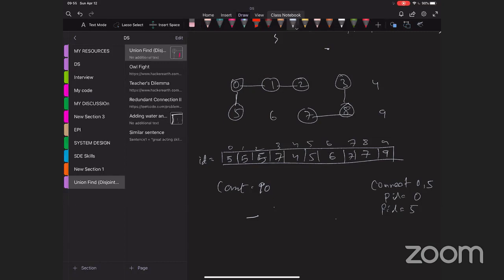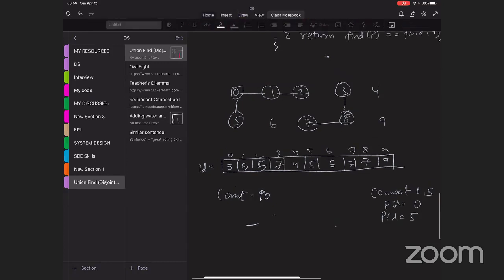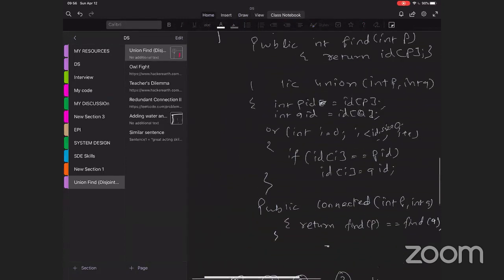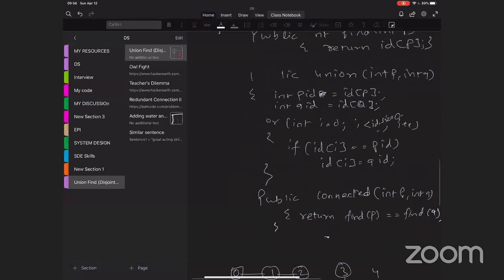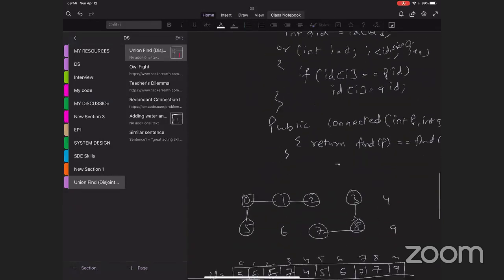Are we running our algorithm right now? Yes. When we say connect, we are going through this union code, where we find the ID of the first, the ID of the second, and replace everywhere that we find PID with the QID.